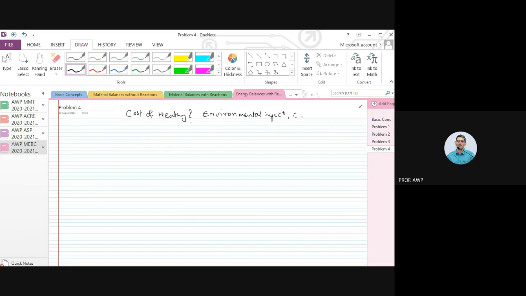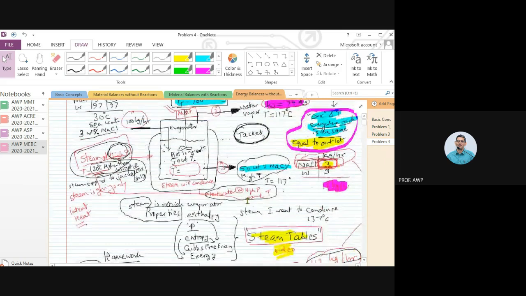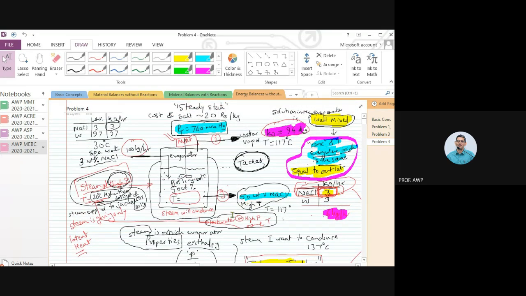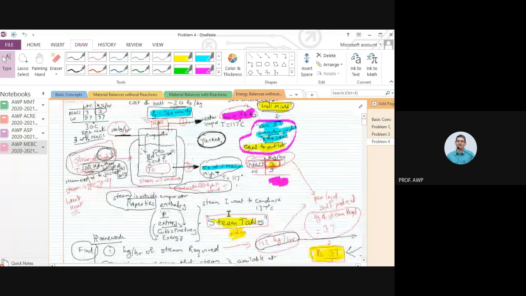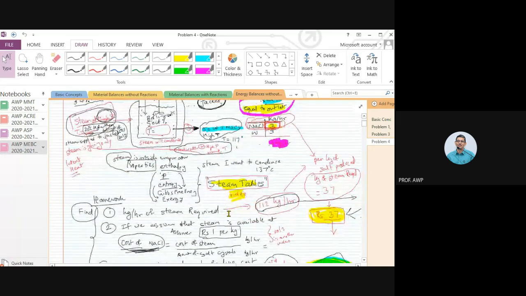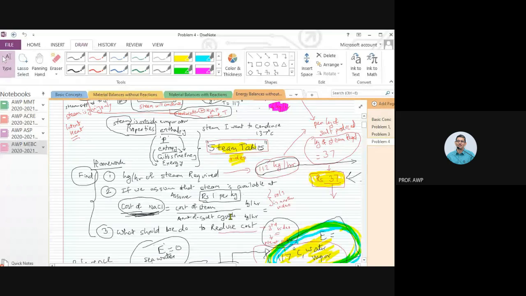Environmental impact meaning how much CO2 is generated, heating or cooling. And do you remember we did some heating cooling calculations when we were making evaporators, when we were making salt, evaporating seawater to give you the salt? Do you remember this? Yes, sir. I gave you some kind of cost for steam that time. I gave you a steam cost of ₹1 per kilogram. Do you remember that?